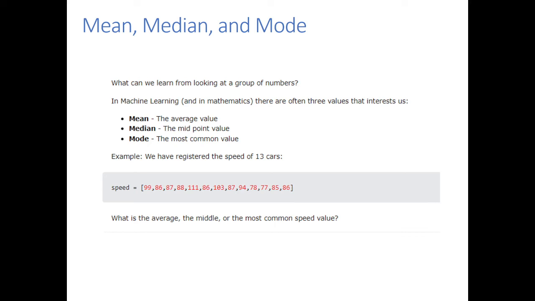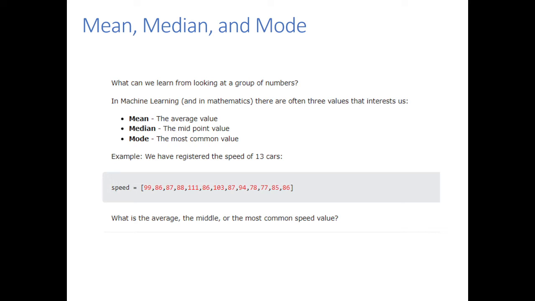What can we learn from looking at a group of numbers? In machine learning and in mathematics, there are often three values that interest us: the mean, median, and mode. The mean is the average value, the median is the midpoint value, and the mode is the most common value.